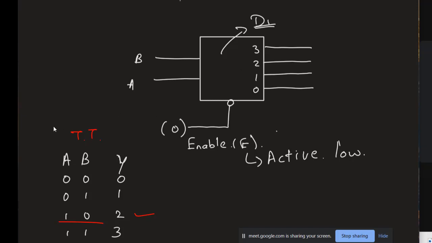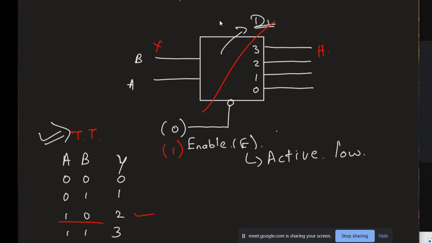And if the enable input is 1, that means this device is virtually disconnected. All the outputs will have the value of high impedance, and the inputs will have the state X. X means don't care condition. In a don't care condition, you don't have to bother about what the output will be, and whether the device will be connected or not, unless you give the proper input to the enable.